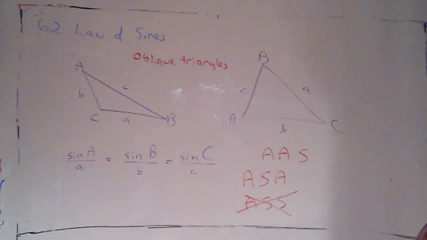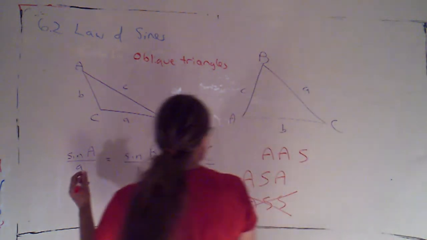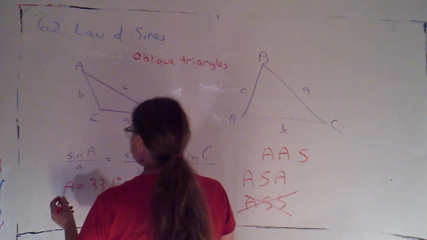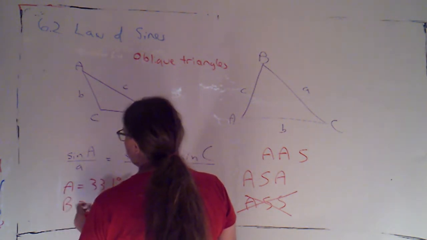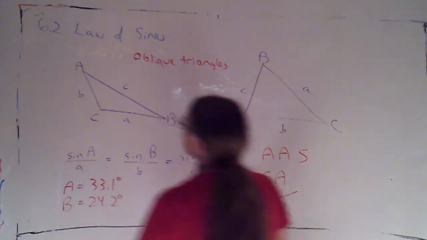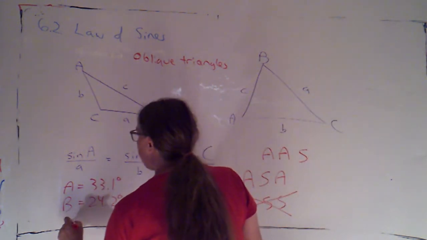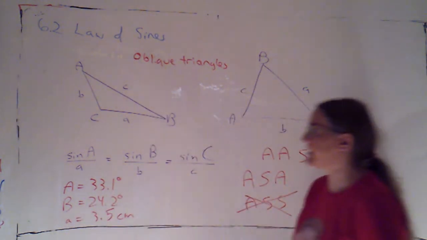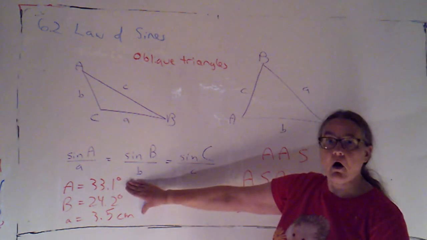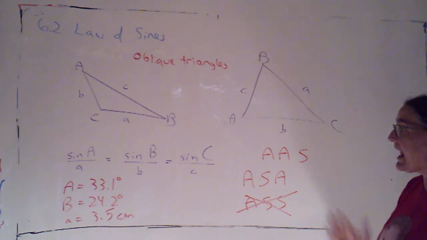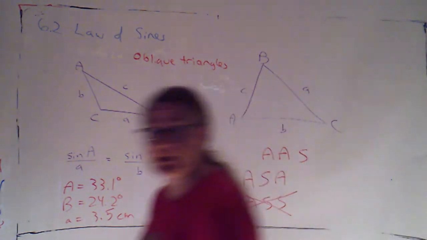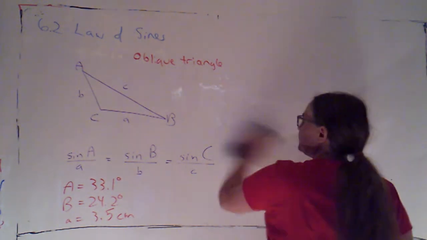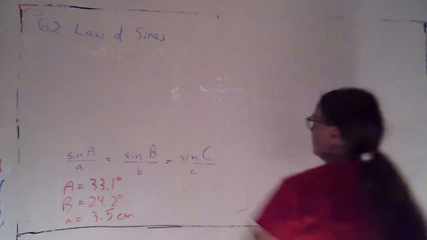All right, so let's just try one. Let's suppose that I know angle A is 33.1 degrees, angle B is 24.2 degrees, and side A is 3.5 centimeters. So let's see if we can solve that triangle together. And I'm going to round everything to the 10th place. I gave everything to the 10th place, and we'll round everything to the 10th place. All right, so I like to start with a picture.